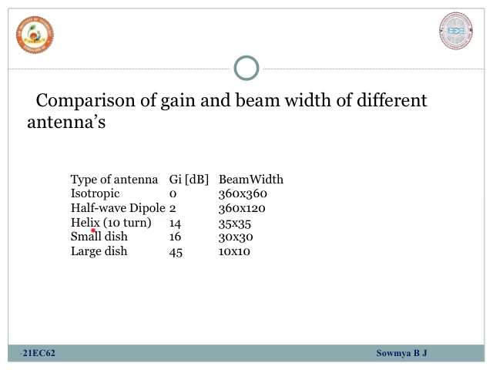And if I go for a 10 turns helix antenna, the gain is 14, and the beamwidth is 35 by 35. And if I go for a small dish, the gain is 16, and the beamwidth is 30 by 30. And for a large dish, the gain is 45, and the beamwidth is 10 by 10.